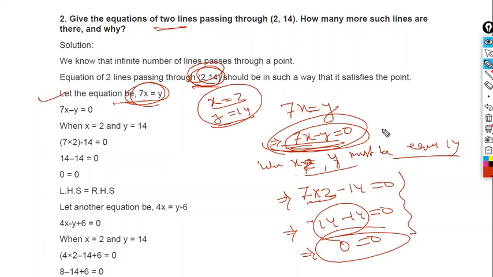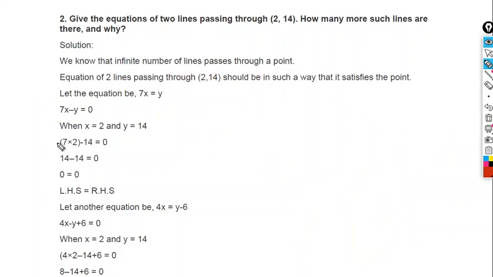So this is your first equation. Another equation is there, but I would like to say this equation in a different way. So let's say x plus y equal to, we know how much it should be.